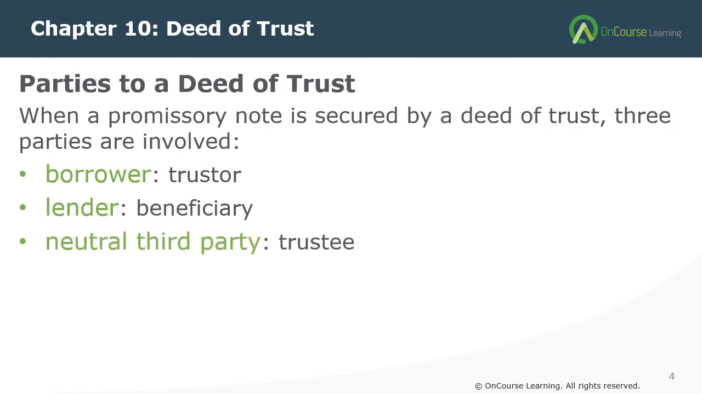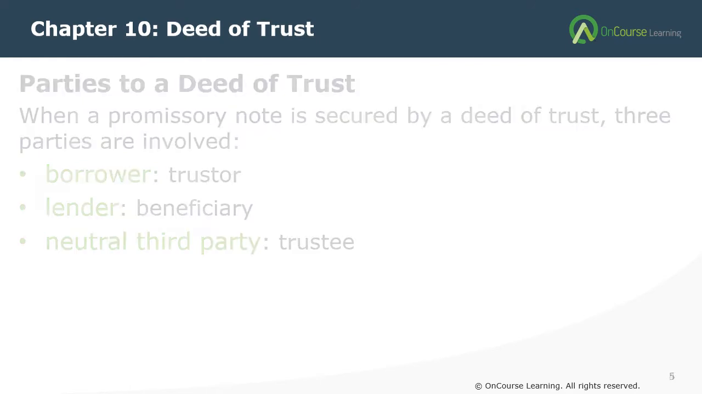The neutral third party is the trustee. The trustee holds the property in trust for another. They hold title to the real estate in this situation. The trustee can be automatic, where the trustee is not notified but named in the deed of trust, or the accepted form of trustee, where the trustee is.